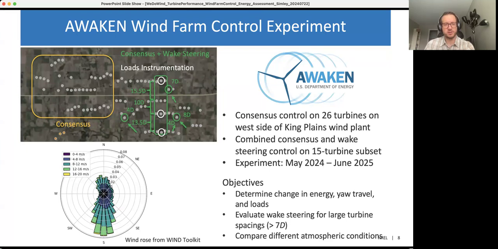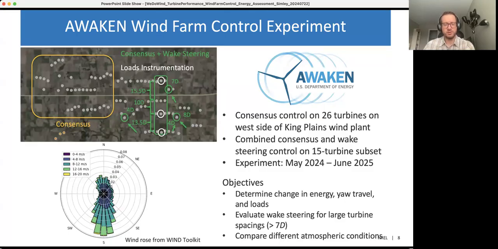Because these spacings were so large and it can be challenging to implement wake steering in a situation like that, we added 3 other turbines where there's a much closer spacing to the downstream turbine in the common wind directions from the south. So for those 3 turbines, the downstream turbine is 4 to 8 rotor diameters downstream. So we expect to see larger energy gains for those turbines.